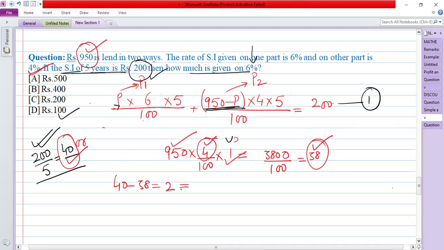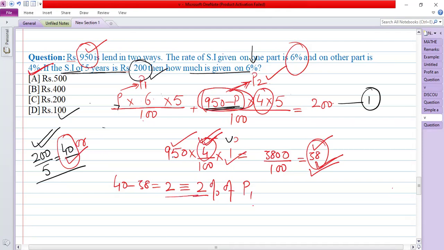And this 2 rupees is obviously due to the 2% difference. But 2% of which amount? The 2% of obviously P1 amount. Why? Because this 38 is calculated for 4%, and for 4% our amount was P2. Means now this difference is 2% of P1. P1 means the amount which was invested at 6% rate of interest. And once again, what we need is 100%.